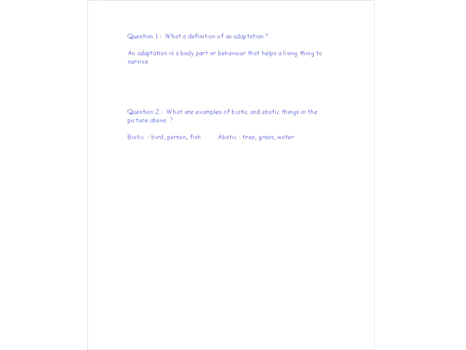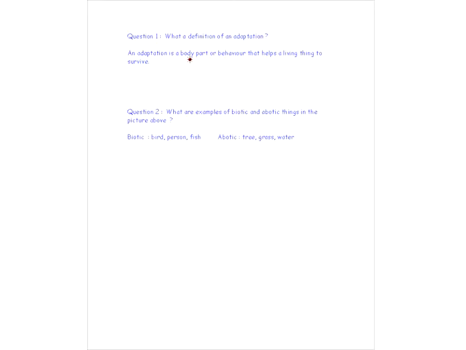Okay, going on to the next screen then. So the definition of an adaptation again is either a body part or behavior that helps a living thing to survive. And question number 2 said, what are examples of biotic and abiotic things in the picture?